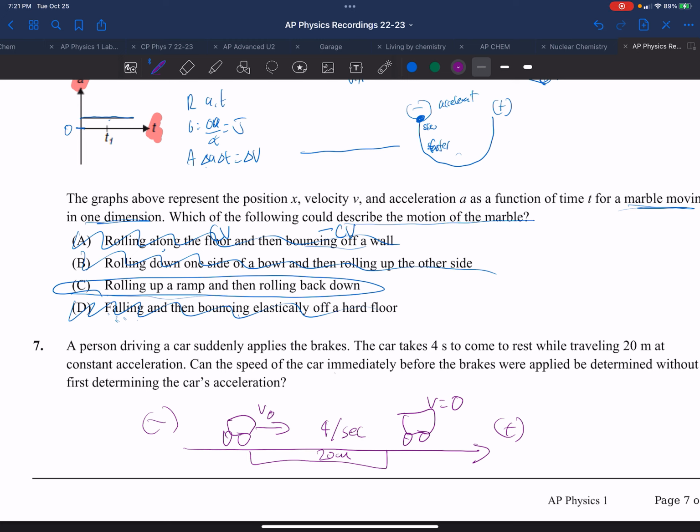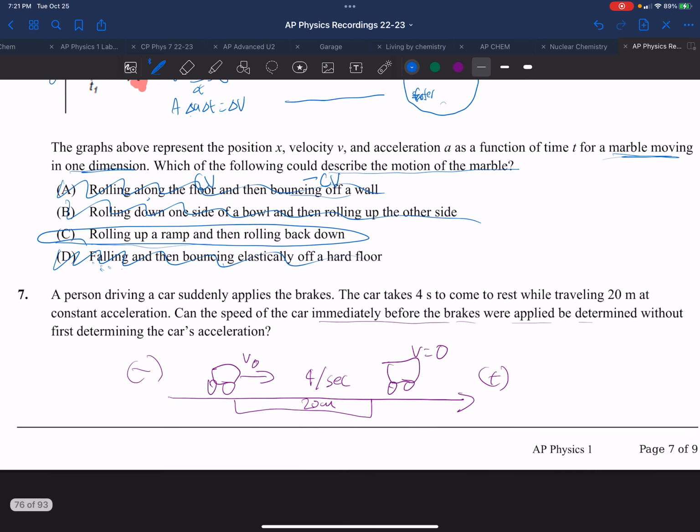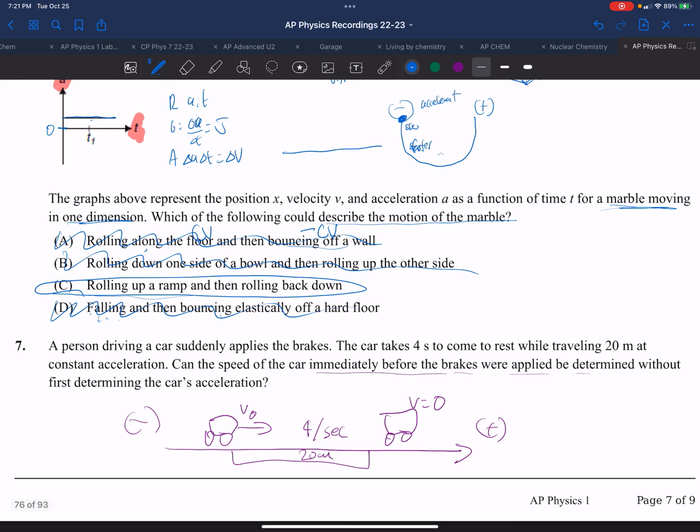Can the speed of the car immediately before the brakes were applied be determined? Well, what is undervalued in physics is the power of average velocity. If we have the average velocity as delta x over delta t, well, let's see. We know this was 20 meters in 4 seconds. So that means the average velocity was 5 meters per second.